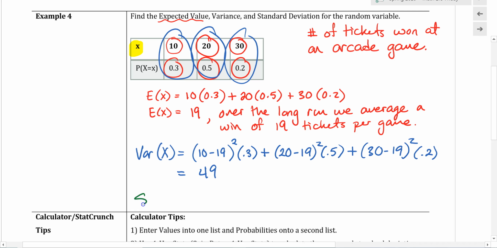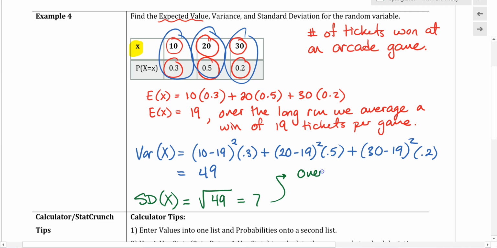Now for the standard deviation of x, which you could write this way or call it sigma, remember the standard deviation is just the square root of this number. Remember, all we do is take the variance and undo all this squaring we did. So it would be the square root of 49. It'd be 7 as my standard deviation. And what that means is that over the long run, many, many times you play the game, I can expect to win 19 tickets per game. But we also understand that there's some fluctuation there. This is the fluctuation, right? Every time you play the game, we can expect to be about 7 units or within 7 units from 19.